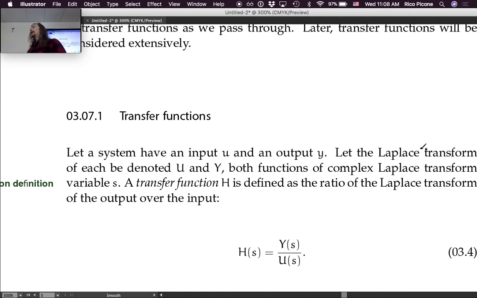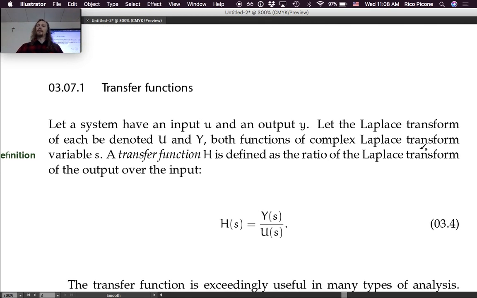It's really pretty simple. So let a system have an input, u, and an output, y. These don't have to be the only input and the only output, but say we just had one of the inputs, we call it u, one of the outputs, call it y. It might be a single input, single output system, but it might be multiple input, multiple output as well. So let the Laplace transform of each be denoted U and Y, so the capital version of them, both functions of a complex Laplace transform variable s.